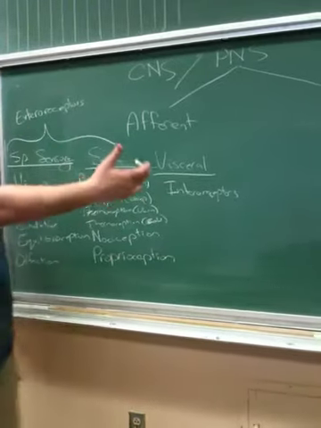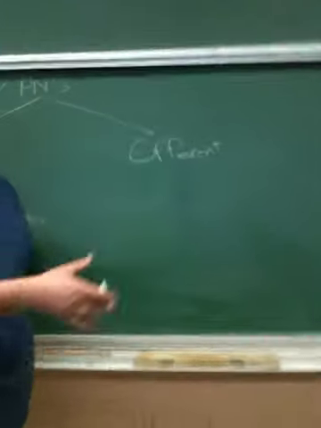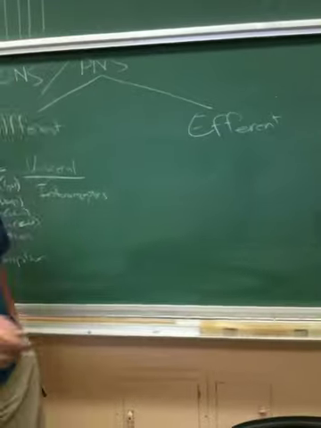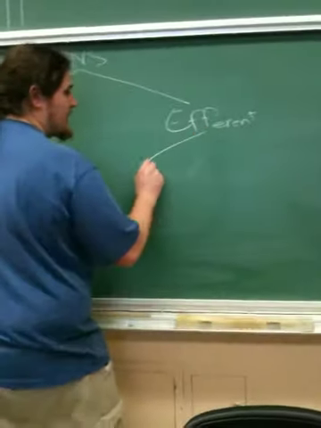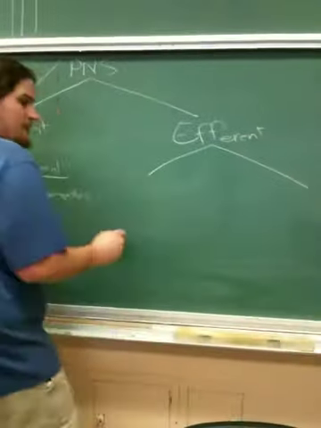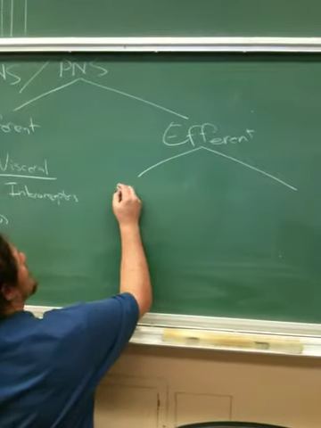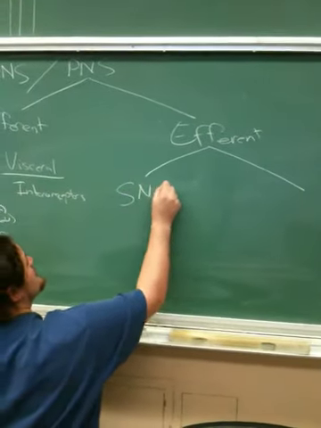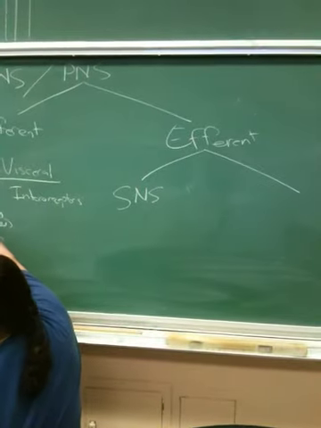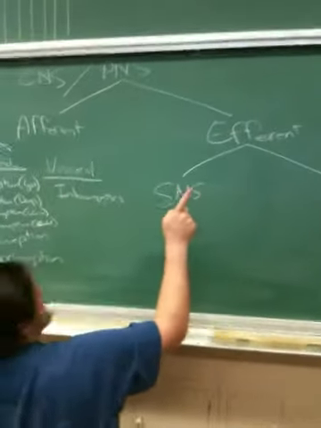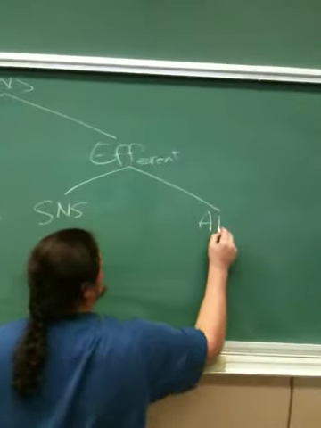Now let's move over to the efferent division. The efferent division is actually much simpler. So the efferent division is divided into two separate nervous systems. You have the somatic nervous system, not the same as somatic sensory. This is somatic motor. And you have the autonomic nervous system.